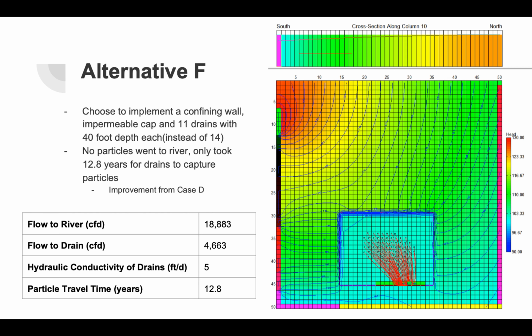We made these changes to better cut some cost and still see if we can model it the same without any of the particles going into the river. As you can see, we were able to do that, and no particles go into the river with these changes in hydraulic conductivity and number of drains. The drains capture about 500 cubic feet per day less than alternative D, which makes sense considering these changes in characteristics. And another big, drastic change is the particle travel time. In alternative F, this travel time is almost 13 years, where in alternative D, it was almost 60 years.